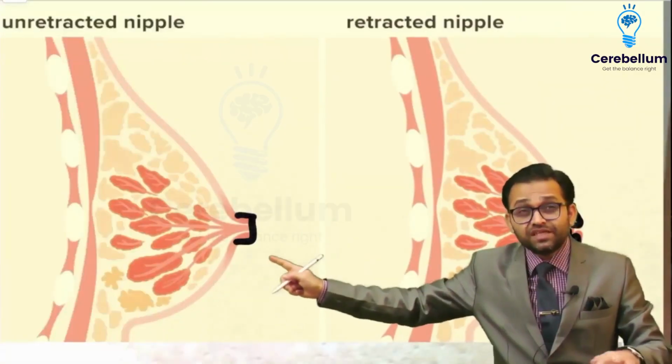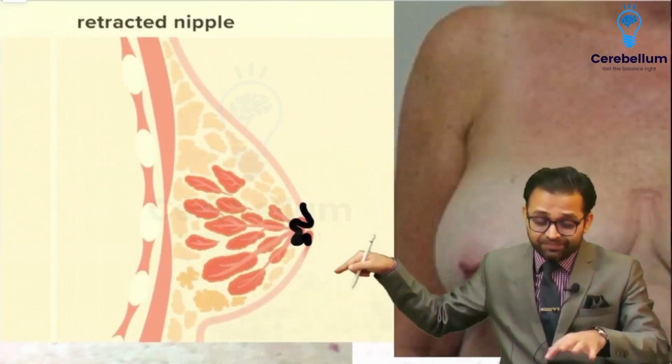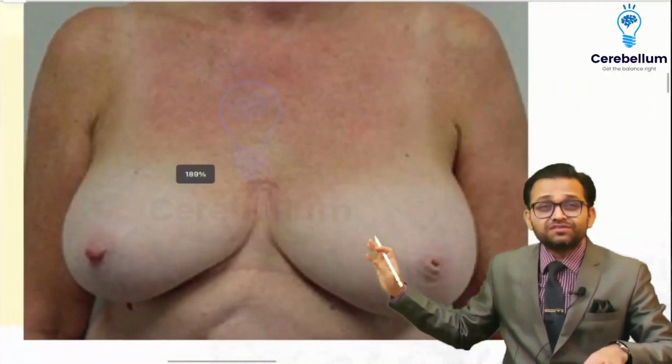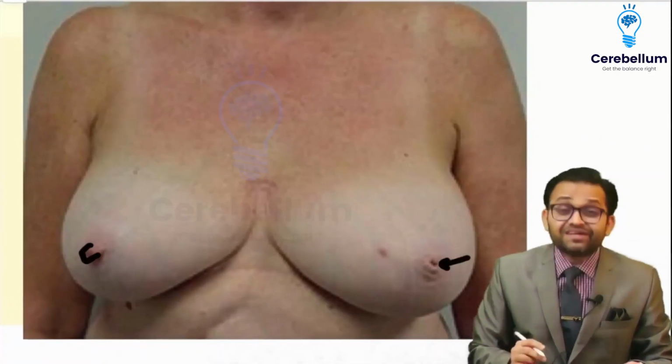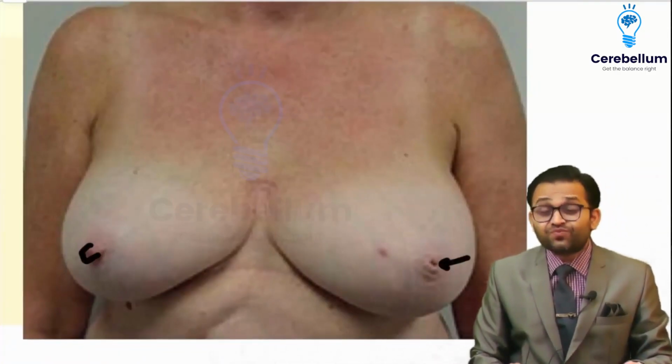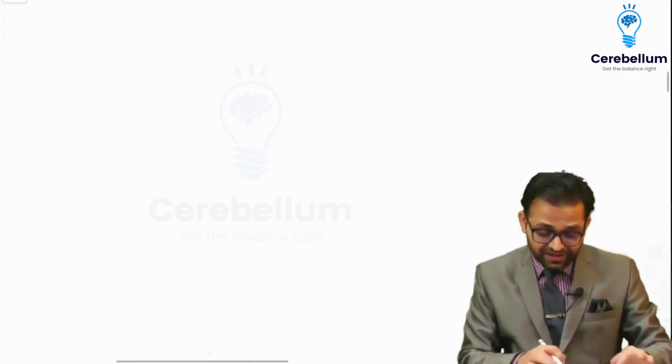Normally, you will see an everted nipple, but if you are looking inside a nipple, that is a retracted nipple. Can you see this position? Sir, this nipple and areola are normal, but here they are retracted. So this is one of the common signs of breast carcinoma, very important.